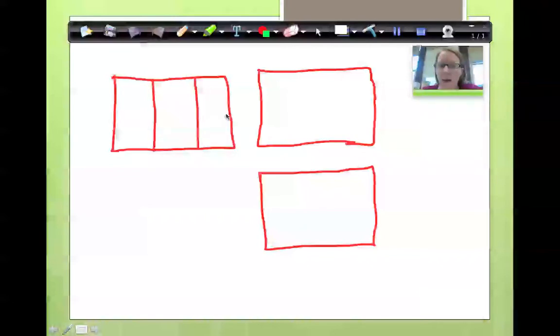Well, I could cut them in half, couldn't I? Then I would have 6 pieces, so let's do that. We could double them by cutting them in half. There we go, we have 6 pieces.